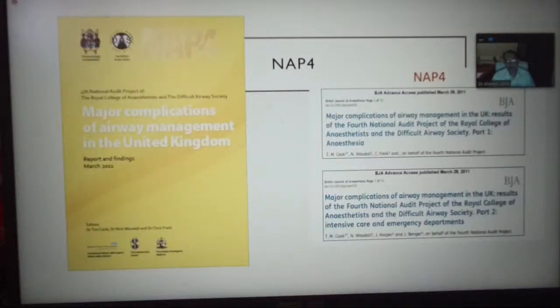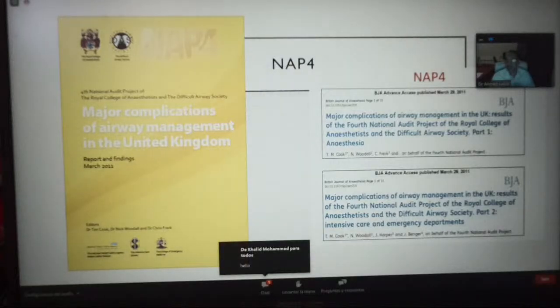We'll come to that. So if you haven't seen the NAP4, if you haven't read the NAP4, you have to go and take a look at that. This is the original paper by Tim Cook and colleagues from the UK, published in the BJA almost over a decade ago. And as I said, it looked at all complications from airway management in the elective and emergency situation in the UK for over a year.